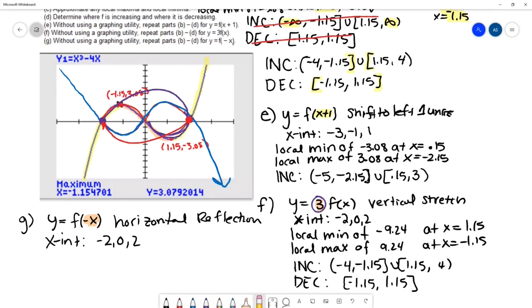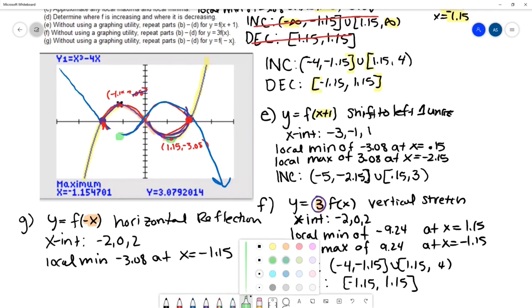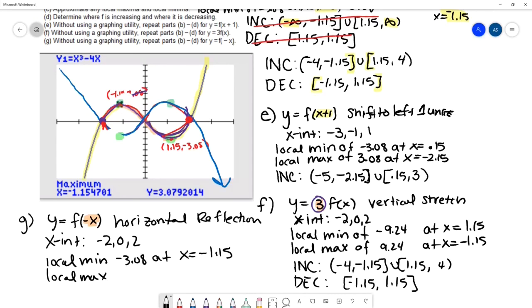I think all my markings on this picture have got me a little bit confused, so let's see if I can clear up. So let me use a highlighter here. So originally we had a local min right here, and because of the horizontal reflection, it moves over here. So our local min will now be -3.08, but instead of it being at +1.15, it's at -1.15. And we started off having a local max right here, and the reflection mirrors it over here. So our local max will have the same y value of 3.08, but because of the reflection, it's mirrored it over to a +1.15.